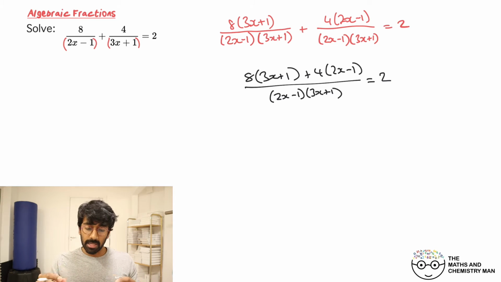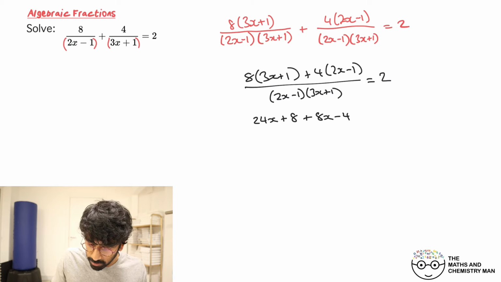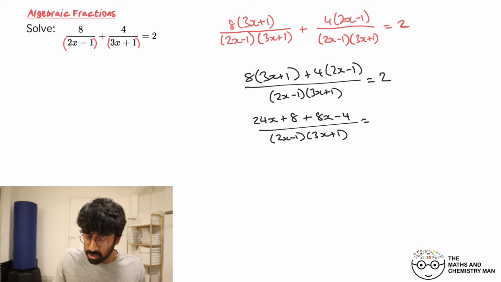Now what should we do? I'm thinking maybe we should expand and simplify the top. Might be a good idea. So we'll have that 24x there plus 8 plus 8x and then minus 4 on the top. And on the bottom still these two brackets down here. So that there and then 2.